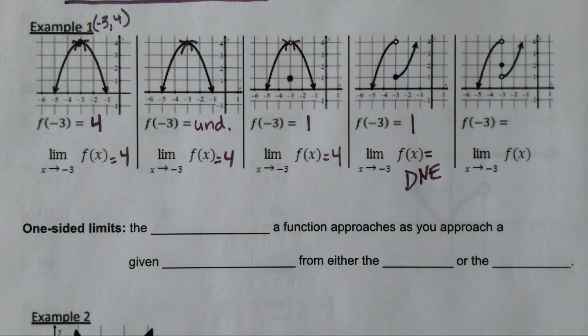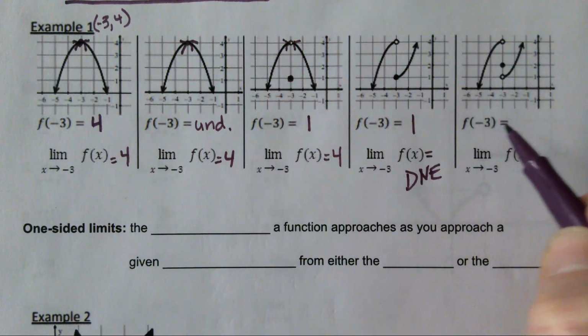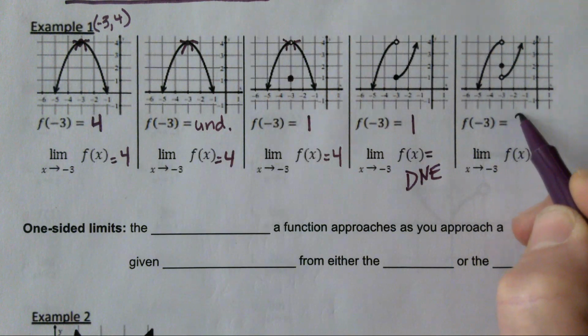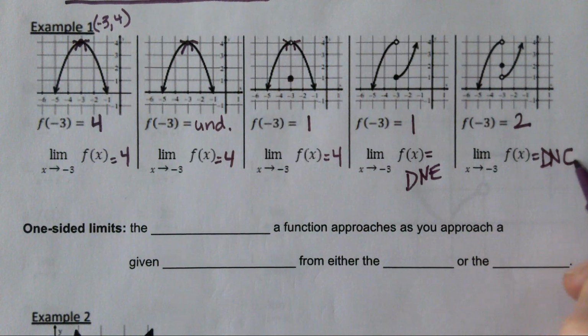Okay, how about here? What's my value? 2. What's my limit? DNE, it doesn't connect, it doesn't go together.